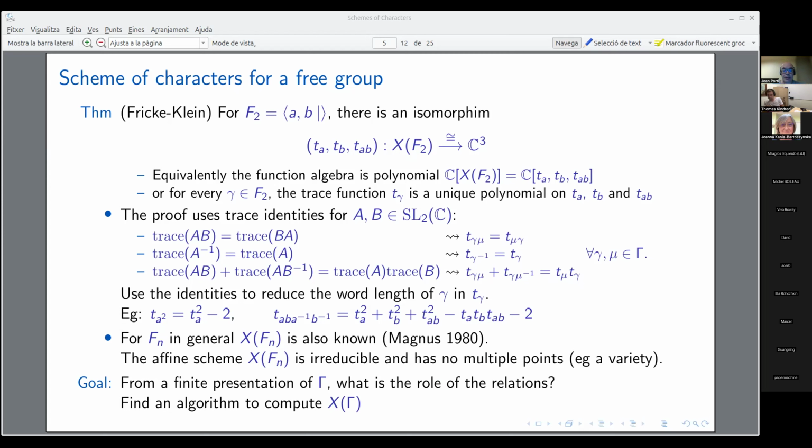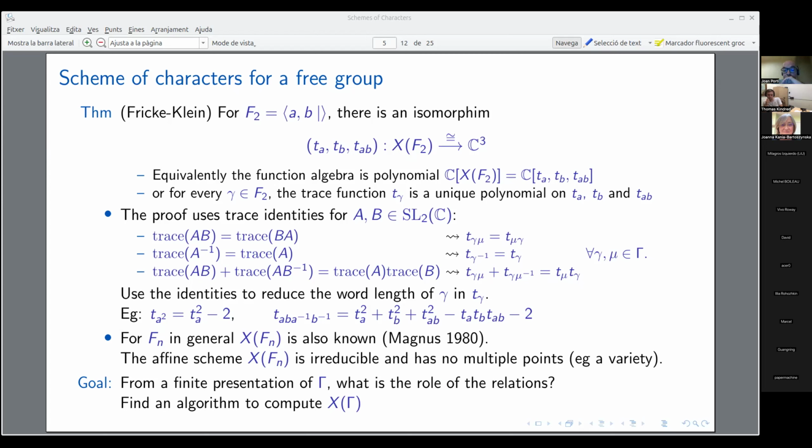So the problem is the following one. Our goal is here. You start with a finite presentation of a group, finitely many generators and some relations. So we can see it as a scheme from the free group. Okay. So the question is, how do I compute the actual scheme? How do I use the relations to compute my scheme of characters? Okay. And that's the issue. So for instance, if I have a free group on two generators, it will be a subscheme of C3. How do I compute it? And well, there are some relations, and that's the question.